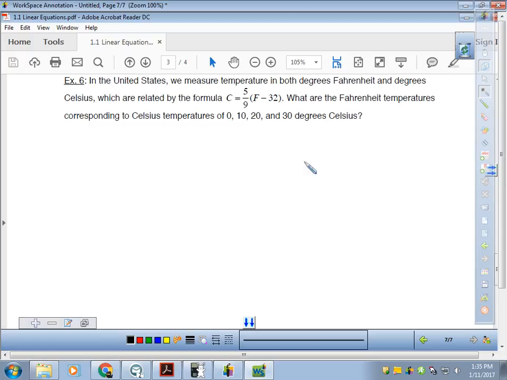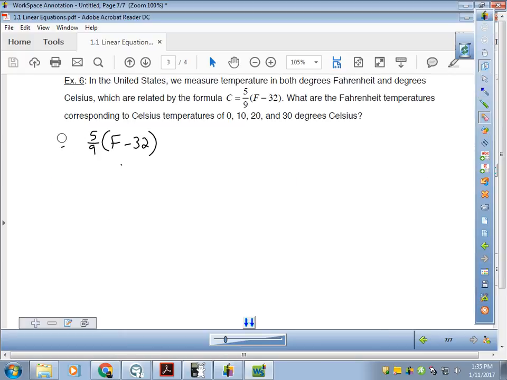Now, there are 2 ways you can do this. One way would just be to take these numbers and plug them in for C and then solve for F. But what I prefer to do is I actually prefer to rewrite this equation as F equals rather than C equals, just to make it a little easier for us. So I have C equals 5/9 times F minus 32. So what I want to do first off is get rid of this 5/9. And to get rid of this 5/9, I'm actually going to erase so that I have a little bit more space.